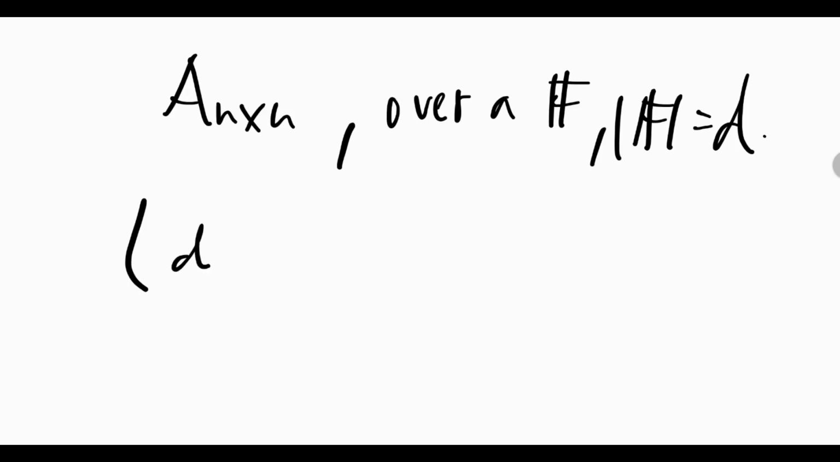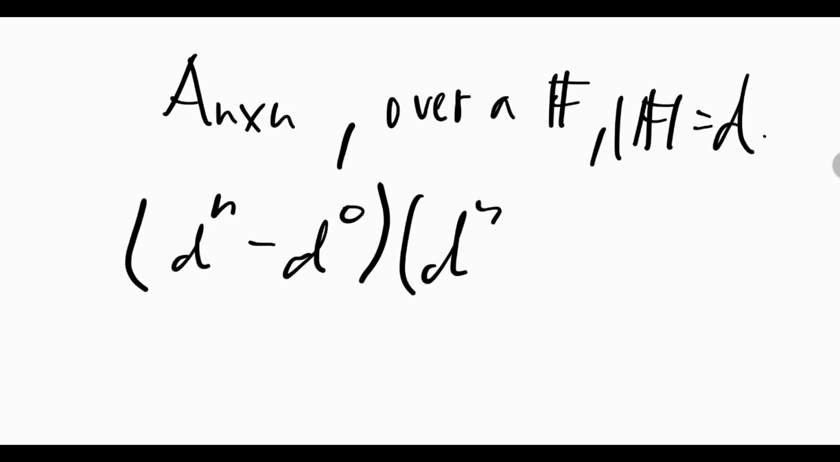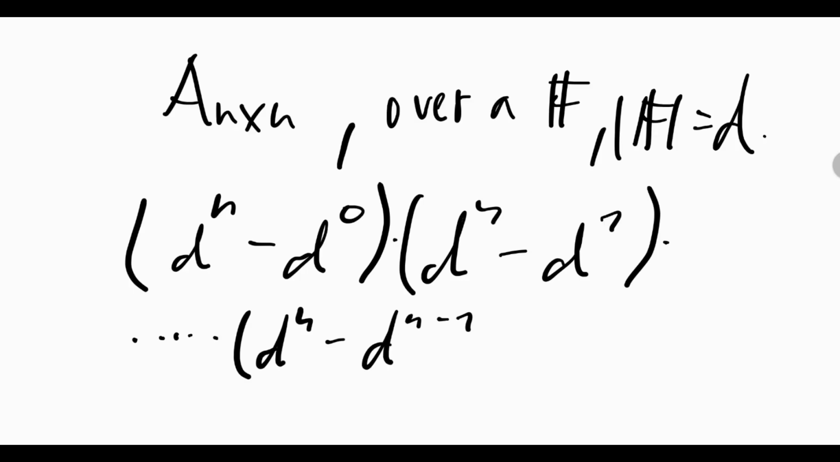Take the number of elements in the field, d, to the power of the dimension of the matrix, n, and subtract again the same d, but we start with the 0 power. We multiply this term by the same thing, but we increase the 0 power to 1, and gradually always by 1. So it continues like this as a product until we reach d to the n minus d to the n minus 1. That's the idea.